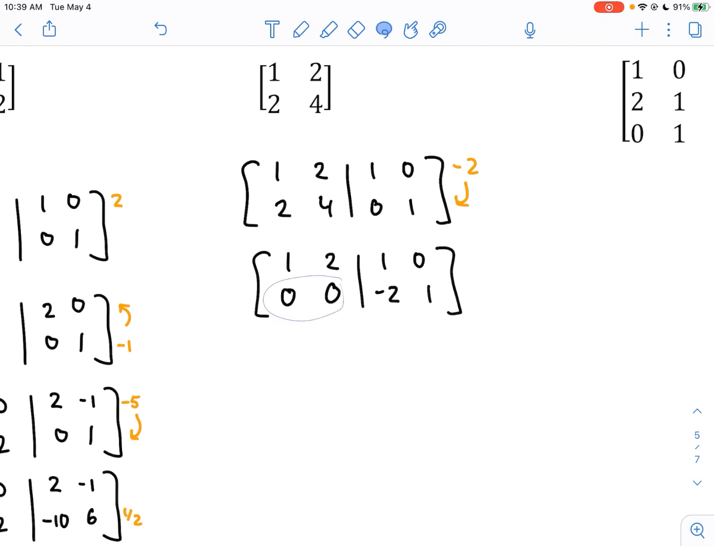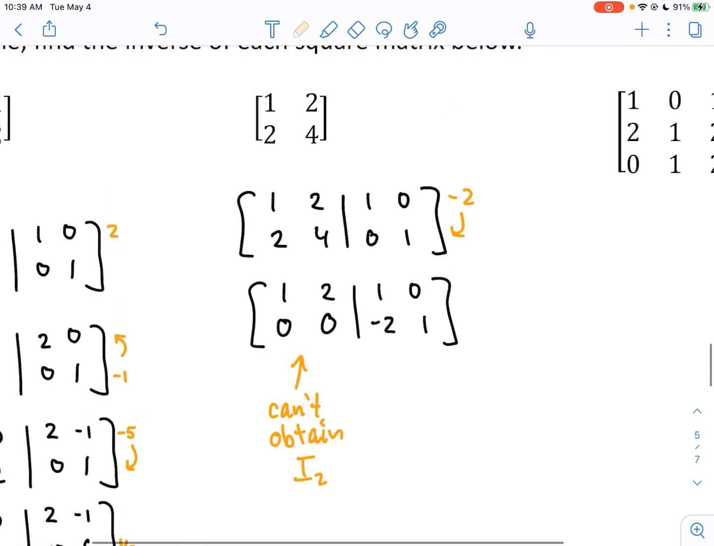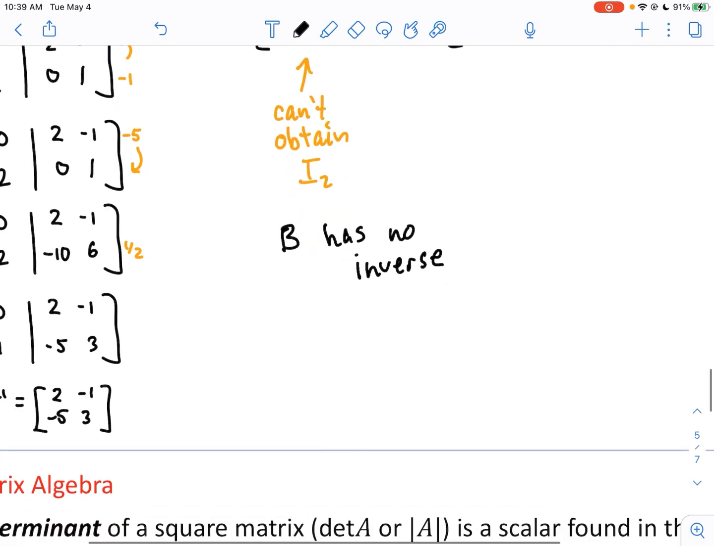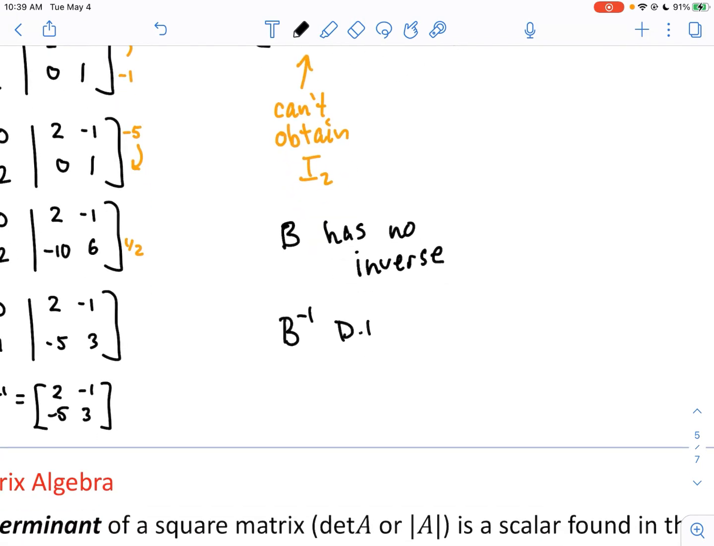But once you get a row of zeros in your matrix on the left, it's now impossible to get the identity matrix. This tells us that the matrix up here, matrix B has no inverse. You can also say that B is not invertible, or you can also say B inverse does not exist, DNE.